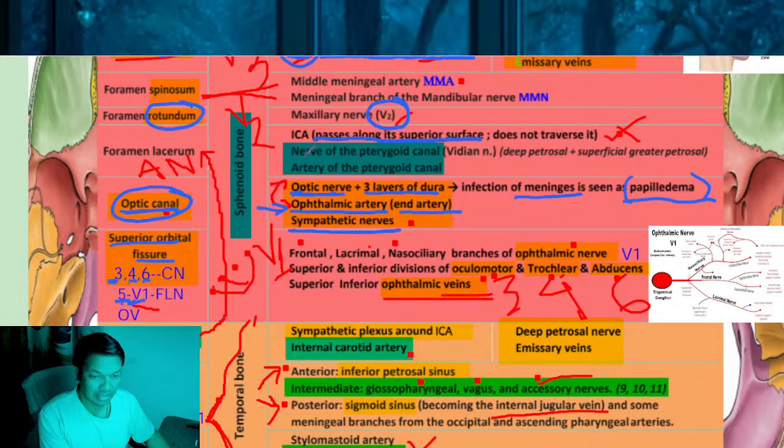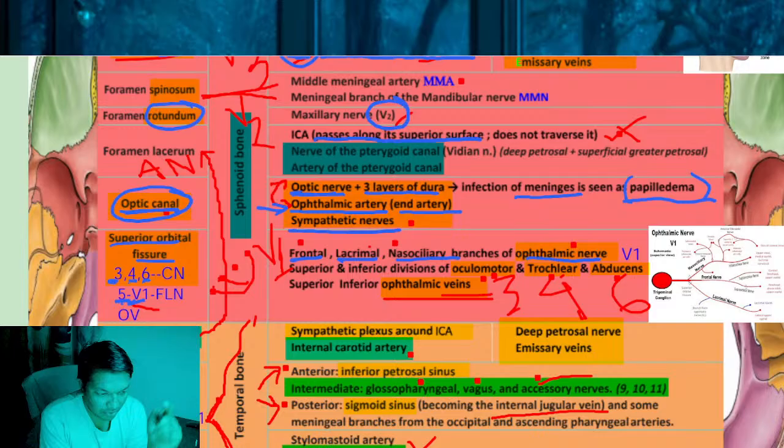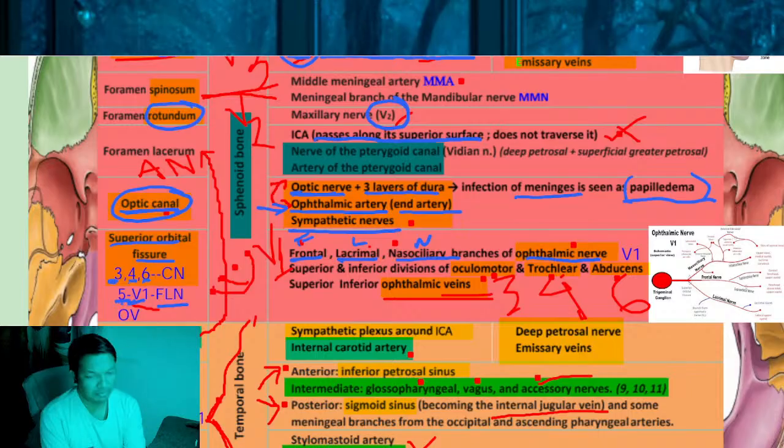In this picture, we can see ophthalmic has different branches like frontal, lacrimal, and nasociliary. So I remember it like FLN. F for frontal, L for lacrimal, and N for nasociliary branches of the ophthalmic nerve. Then we have 3, 4, and 6.